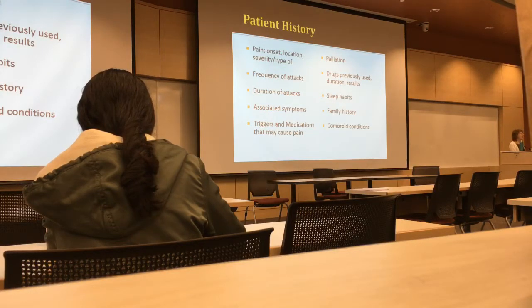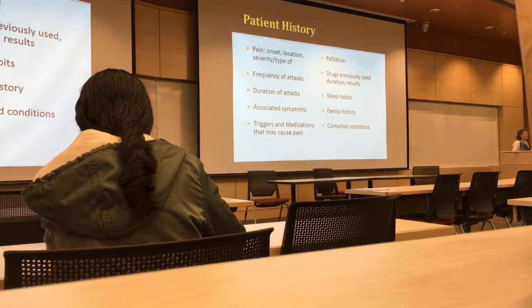So when we look at the patient history, we need to know these criteria in terms of helping define the treatment plan: where the onset is, like is it gradual, the actual location, the severity, the type, how frequently are these attacks happening, how long do the attacks last, are there any other associated symptoms, can we recognize any triggers, what makes it better, have they used other drugs in the past and how have they worked, what are their sleep habits, family history, comorbid conditions. There's a lot of associated lifestyle factors that come into play with migraine.